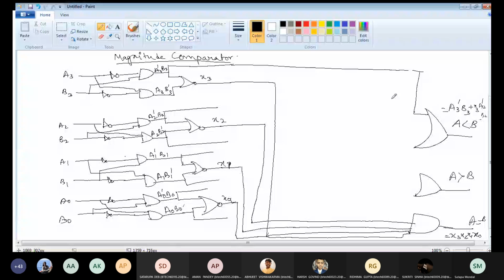So now we can take this one. What is the equation for this? That is A3 dash B3. So I have taken this line from here. Next is X3 A2 dash B2. So X3, you take this one X3. One line I have taken already from here, that is this one.